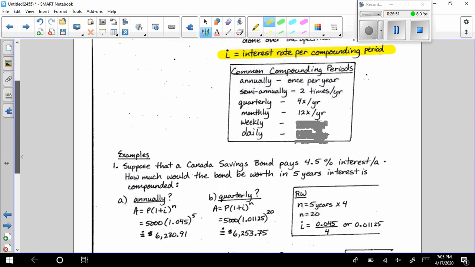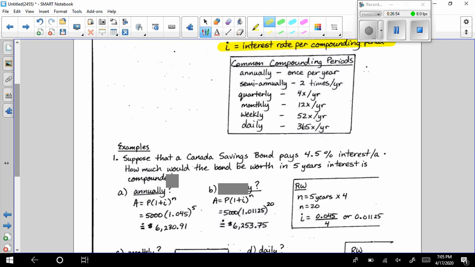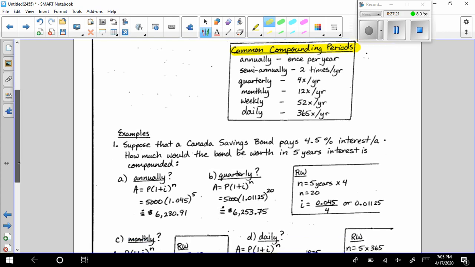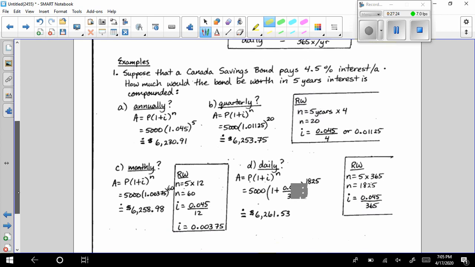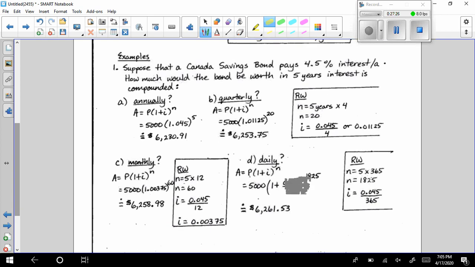It's important to note, you might not be super familiar with some of the notation here or the way that questions are worded. These are the options for compounding periods. If it's annually, it means once per year, obviously. Semi-annually, twice a year. Quarterly, 4 times a year, because there's 4 quarters in a year. Monthly, 12 times a year. Weekly, 52 times a year. And daily would be 365 times a year. This might make more sense once we get into an example.